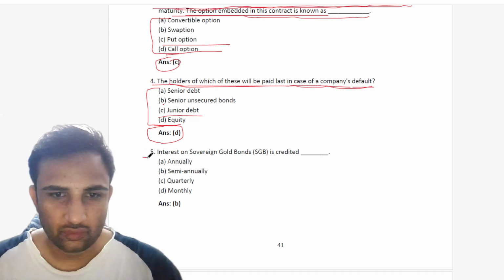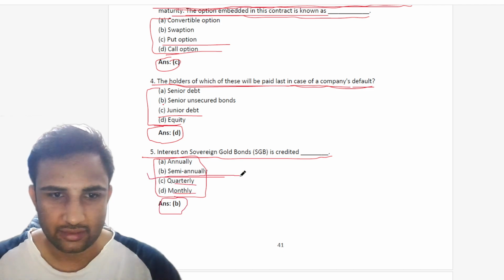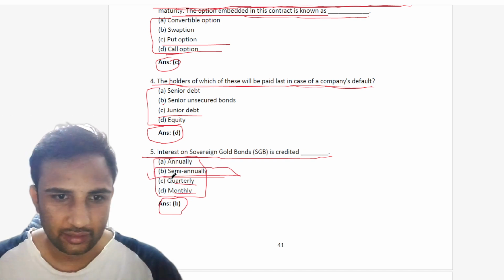Question number 5, interest on sovereign gold bonds is credited. There are four options: annually, semi-annually, quarterly, and monthly. So the answer is B, that is semi-annually. So the interest on SGBs is credited 2 times a year, that is semi-annually.